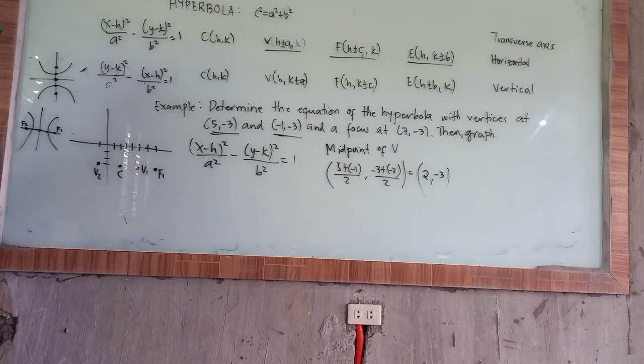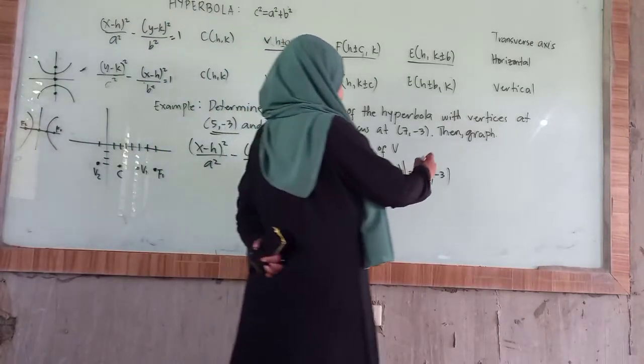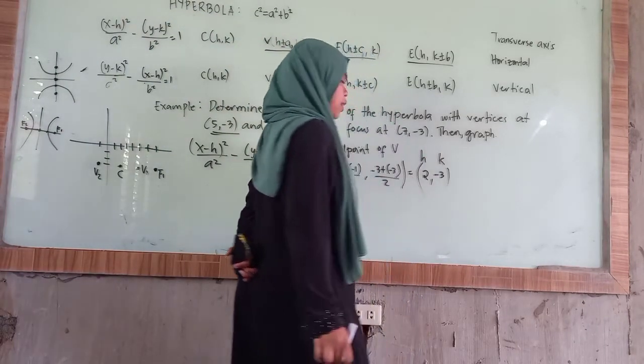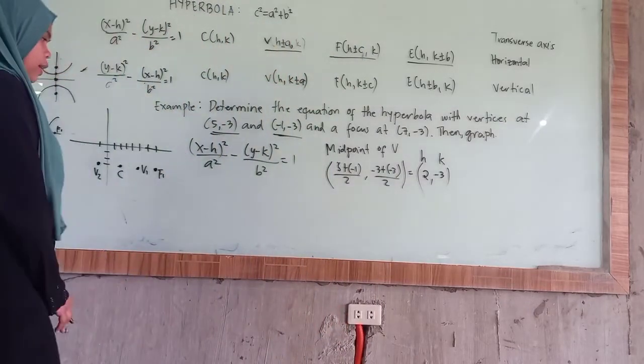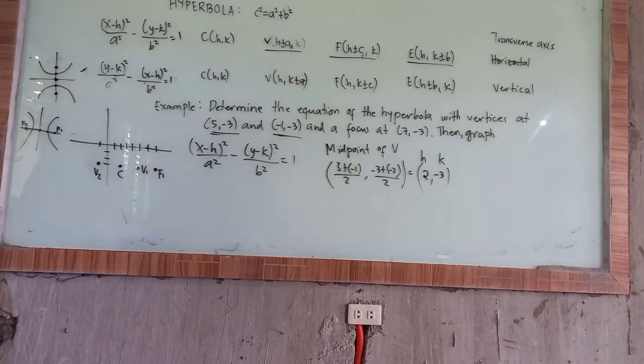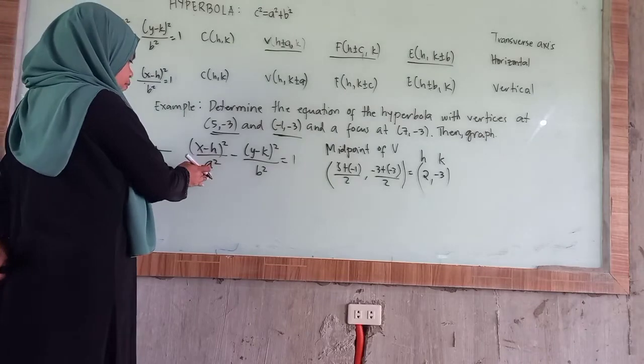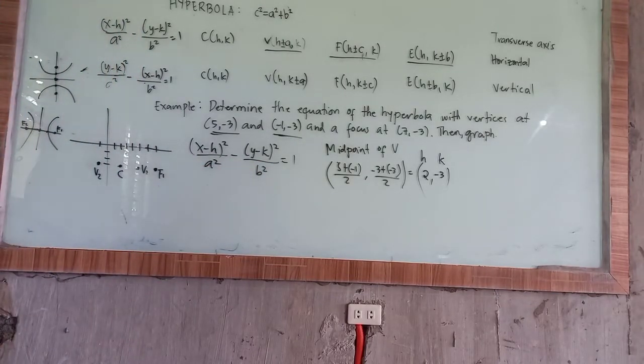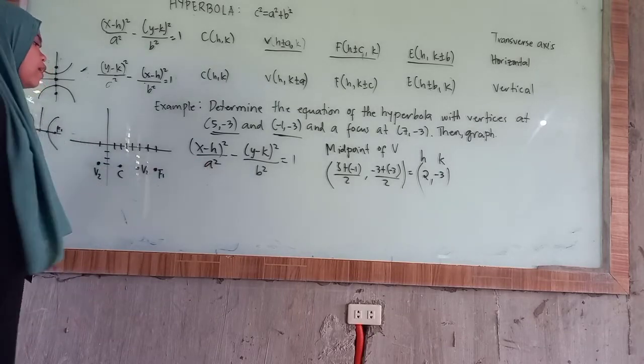So, since I have the midpoint, this means that this is the value of my h. At the same time, negative 3 is the value of your k. So, ano na lang yung kulang? I need to find the value of A. I need to find the value of B. Okay, so paano ko mahahanap yung value ng A?